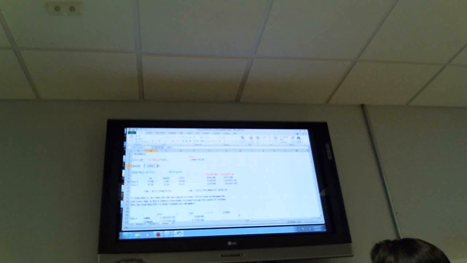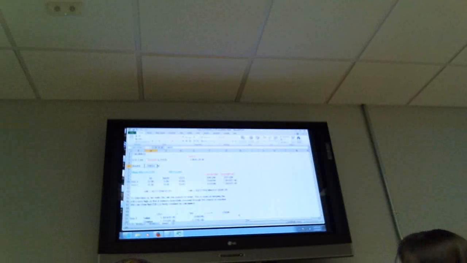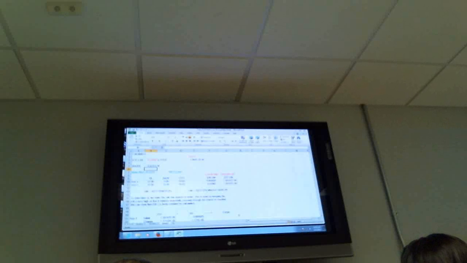The sodium hydroxide, somebody should have it. What was the sodium hydroxide? 1083. All right. What did we do to it? We did a 1 to 2 dilution. So I'm going to put 0.1083 here in the formula. And so this is 1083 divided by 2, right? 0.054 molar sodium hydroxide. All right, everybody should have the same.